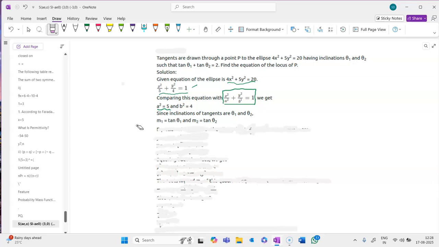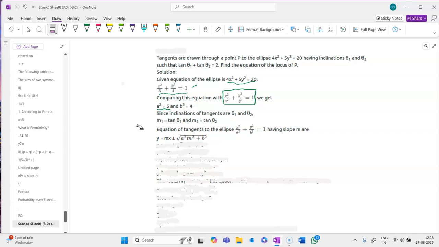Now the next part goes with the equation of the tangents to the ellipse. What is the equation of a tangent to an ellipse having slope m? This is the equation we will use, theoretically, for slope m with the ellipse x square by a square plus y square by b square equals 1. So the equation is y equals mx plus or minus under root a square m square plus b square.